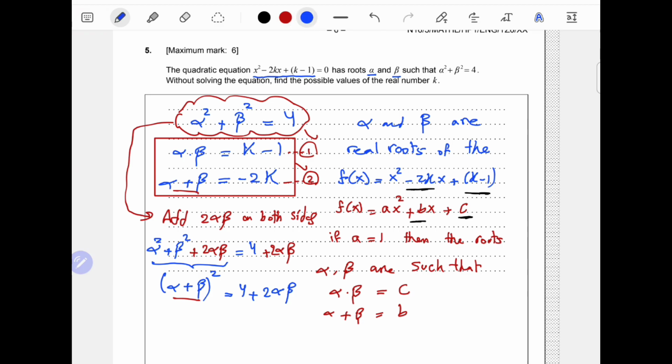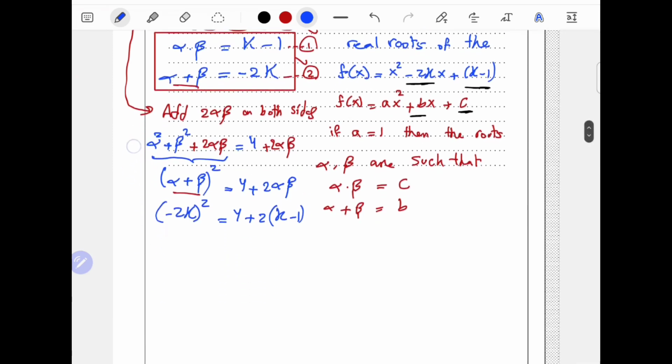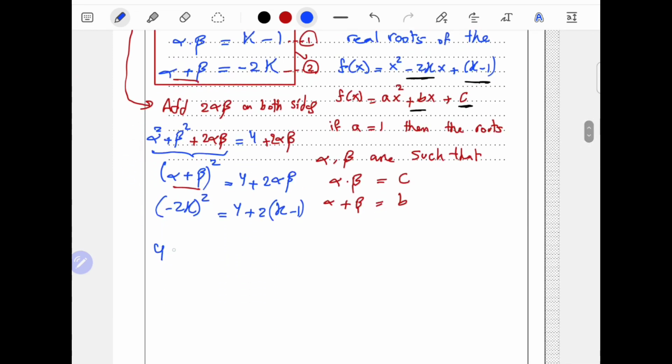Now using equation 1 and equation 2, we know that alpha plus beta is simply equal to minus 2k, so this is equal to 4 plus 2 times alpha times beta, which is k minus 1. So we can continue squaring this term. That's going to be 4k squared. Remember the negative sign, negative 2 squared is 4. Then this is equal to 4 plus 2k minus 2.